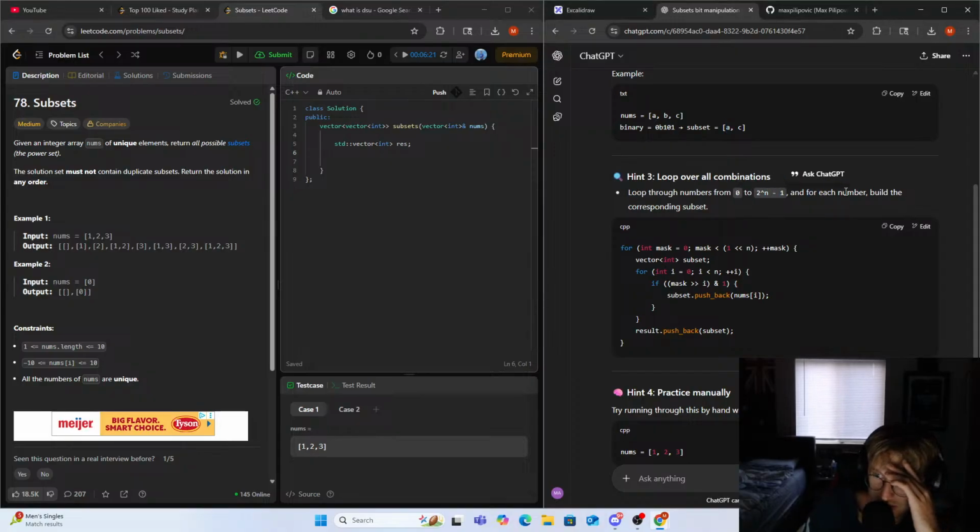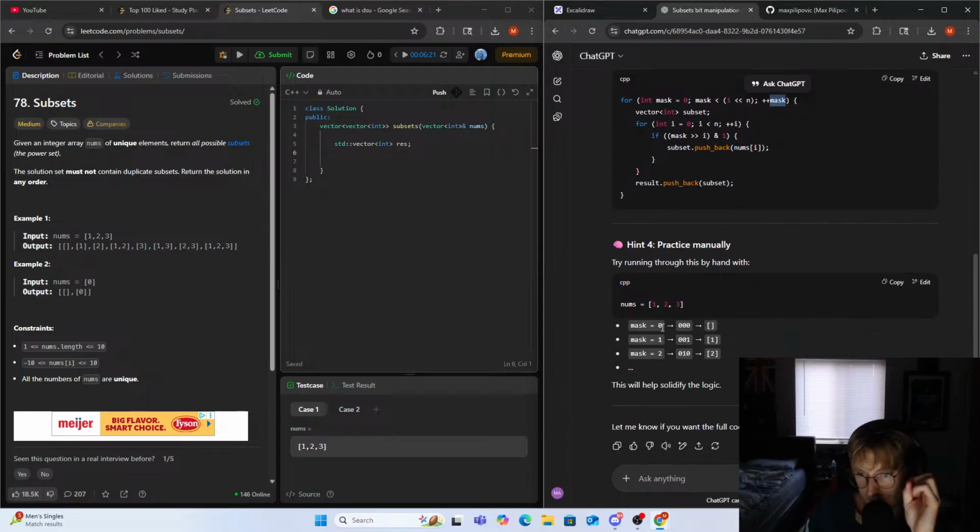So, loop through the numbers. For each number, build the corresponding subset. So we have our mask here. Our mask is less than 1 bit shift left by n. What is n in this case? Is n this plus mask?